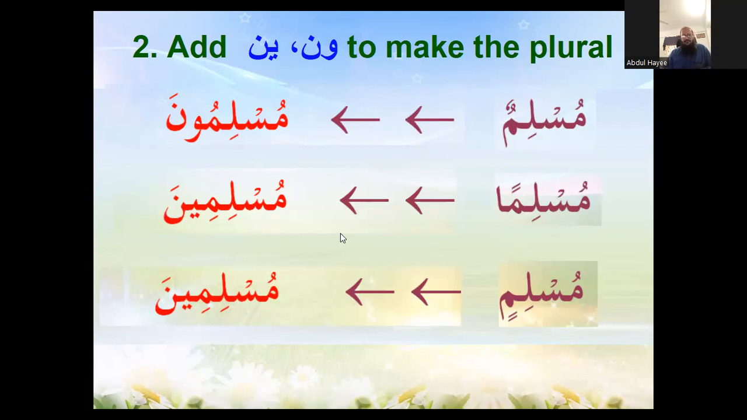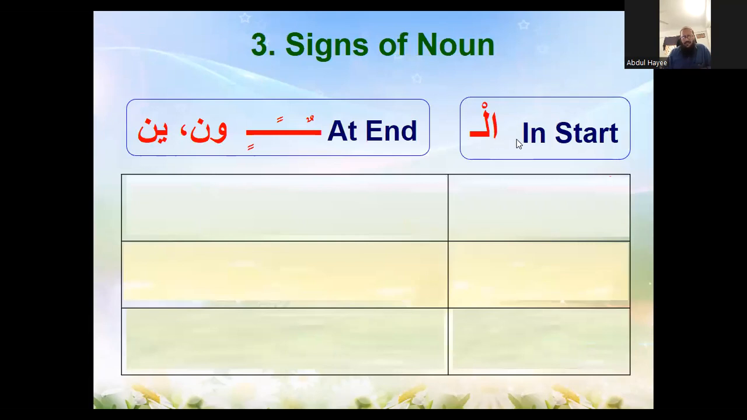Let's have the examples. Okay. In the start, if we have alif lam, that is the sign of ism.